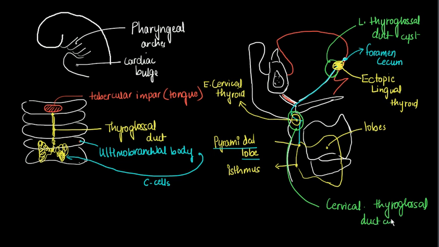So these are the common developmental abnormalities associated with the development of the thyroid gland. So that was grossly about the development of the thyroid gland. In our future videos, we'll talk about the anatomy and its physiology and the other abnormalities associated with the thyroid gland.